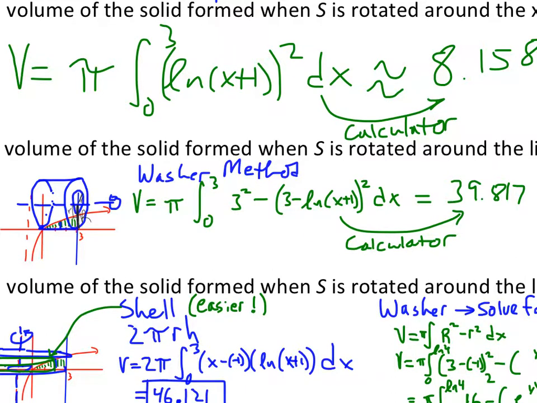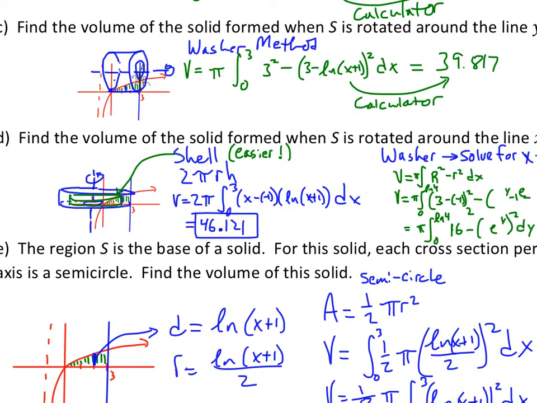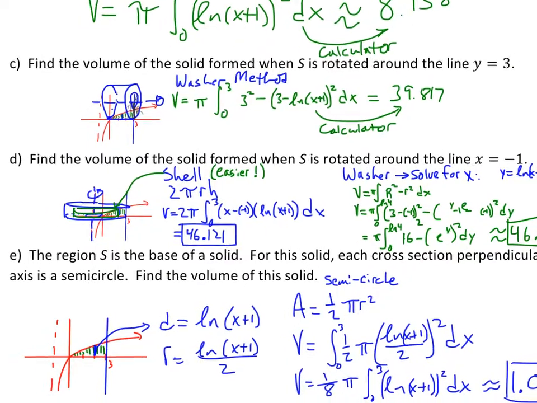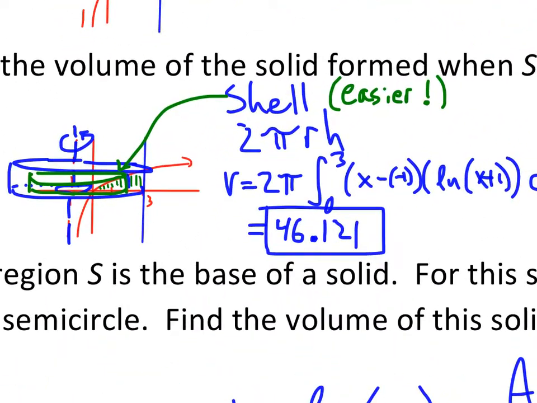Okay. The shell method here, this next one, sorry, we're going to rotate around the line x equals -1. Okay, so we have a couple ways to go. We can do the shell method, thinking about this. Shell method is like the surface area of a cylinder, 2 pi RH. So we have 2 pi. The radius of this cylinder is going to be whatever x value we pick minus -1. That's the radius there. The height of this, well, that's just the height of the function, natural log of x plus 1. And so we're all set up. Use a calculator to integrate, and you got it.